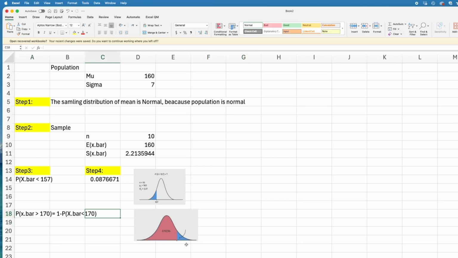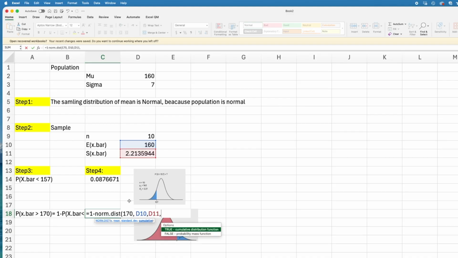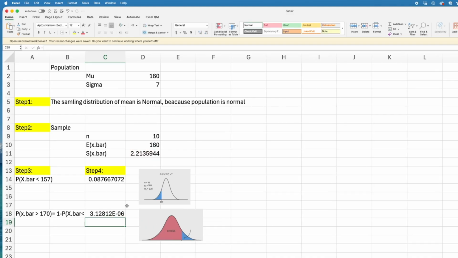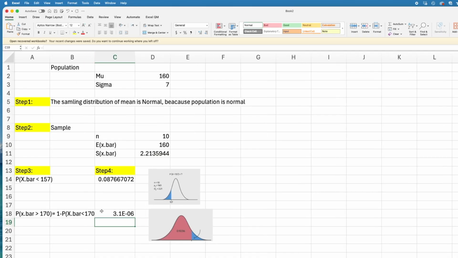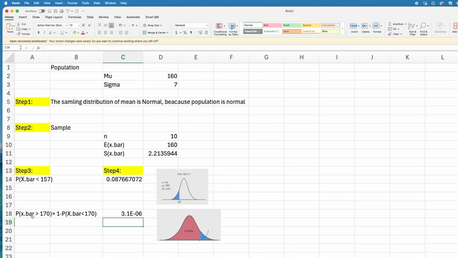So I can calculate that as 1 minus norm.dist 170, mean of the sampling distribution, standard deviation, and always true. So there is a very small area or a small chance that the average height is more than 170.